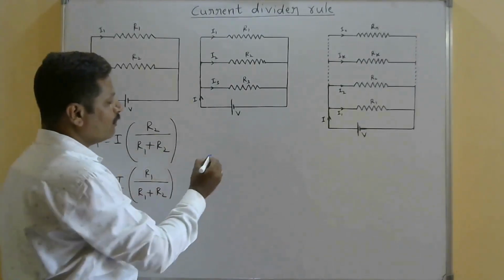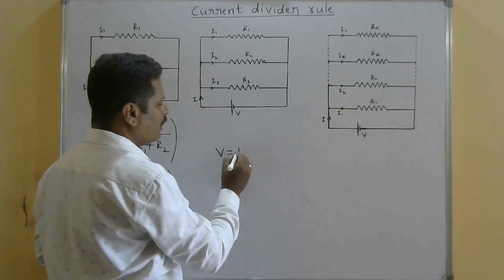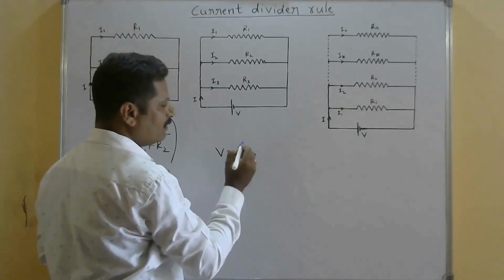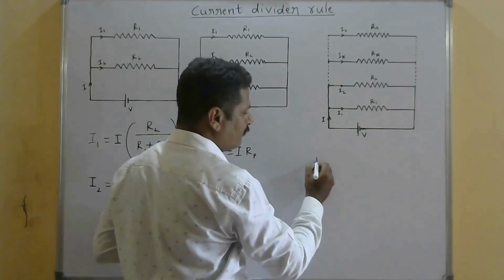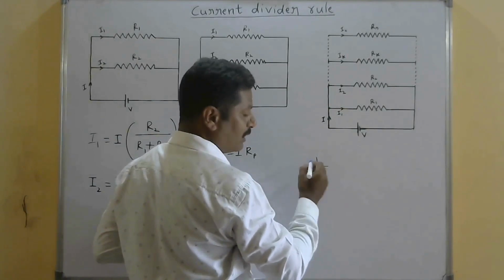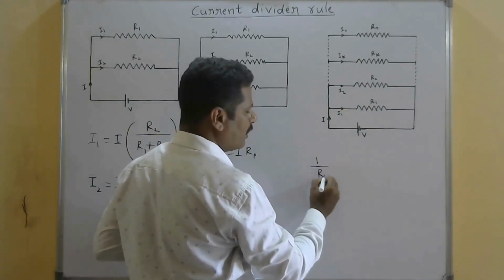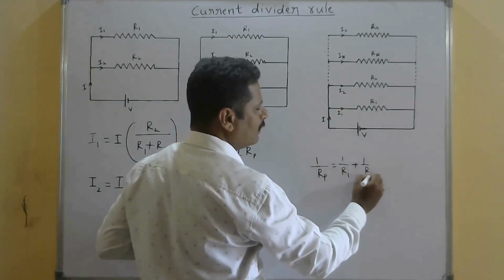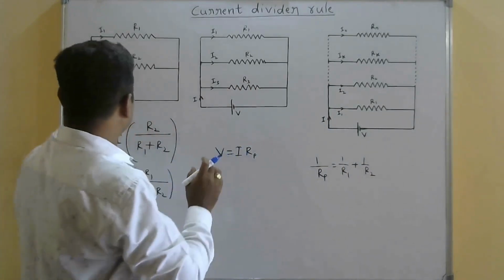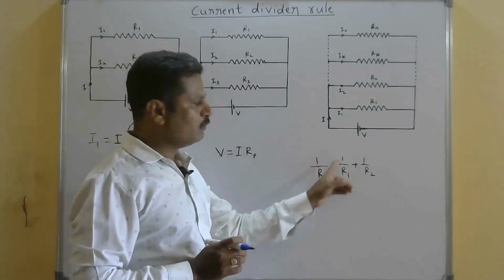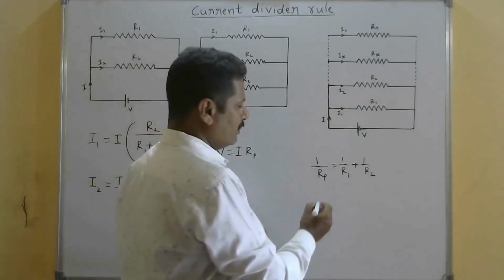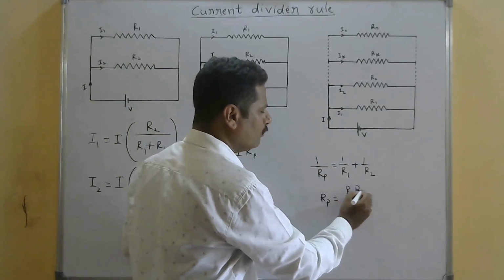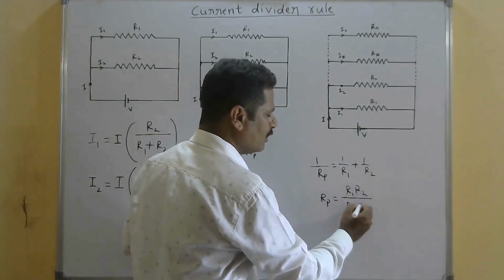We know from Ohm's law, V equals IR. Here the resistors are connected in parallel, so let me consider RP. We know that for parallel circuits, 1 by RP is equal to the sum of the reciprocals of all the resistors. Here we have only two resistors, so 1 by RP equals 1 by R1 plus 1 by R2. If I make RP the subject, then I get R1 R2 divided by R1 plus R2.